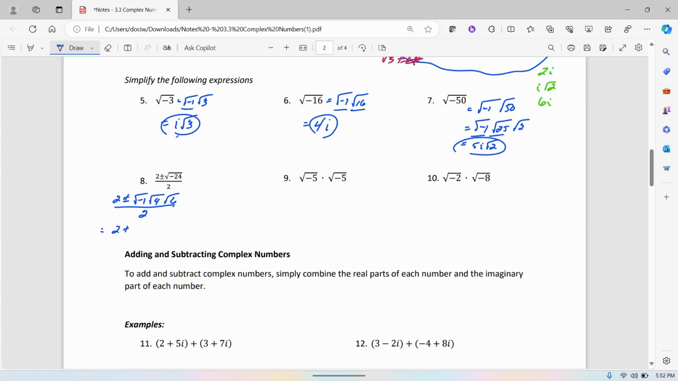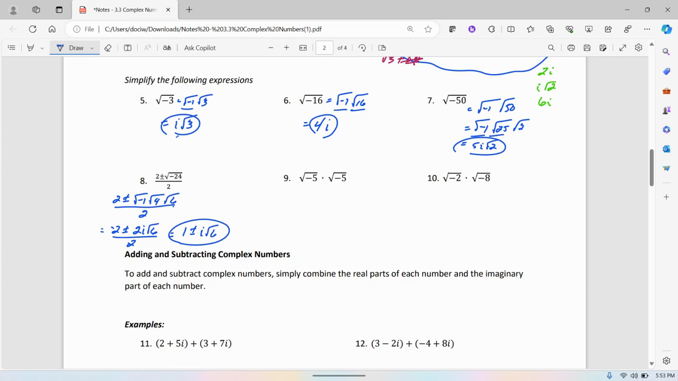So I have 2 plus or minus, the square root of 4 is 2, the square root of negative 1 is i, and the square root of 6 stays. Notice everything is being divided by 2. This is still the result of a quadratic formula. I can go a step farther. 2 divided by 2 is 1. 2i divided by 2 is i. So 2i root 6 divided by 2 is just i root 6.